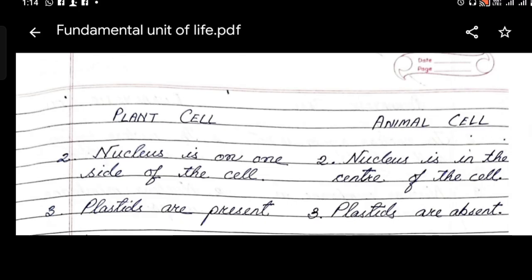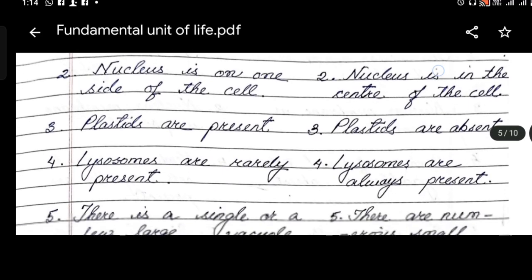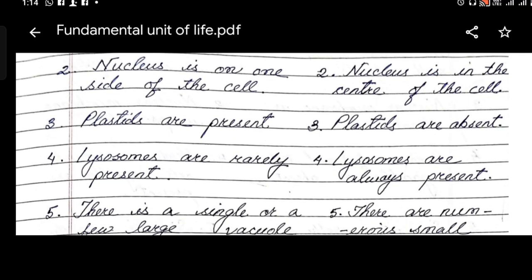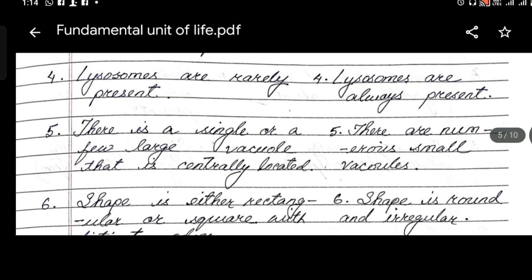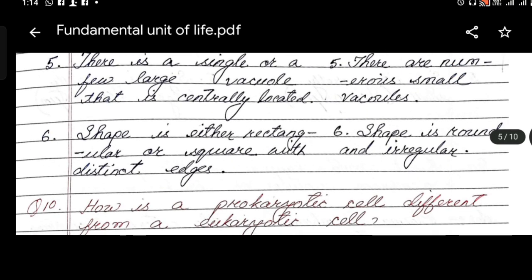Animal cell: 1. Cell wall is absent. 2. Nucleus is in the center of the cell. 3. Plastids are absent. 4. Lysosomes are always present. 5. There are numerous small vacuoles. 6. Shape is round and irregular.